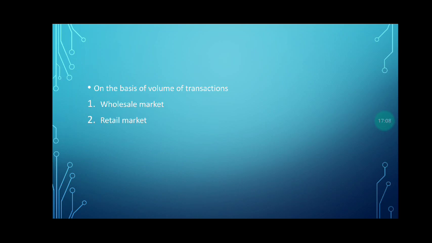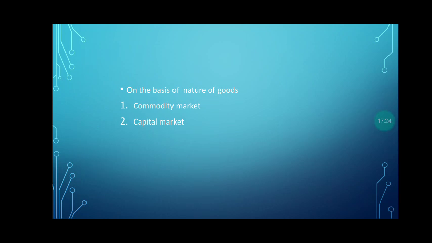Okay, so whenever we are talking about the retail market, they are very near to the consumer, and they always deal in small quantities of goods and services. So this is how the market has been classified on the basis of volume of transaction. The other basis of classification is the nature of goods.